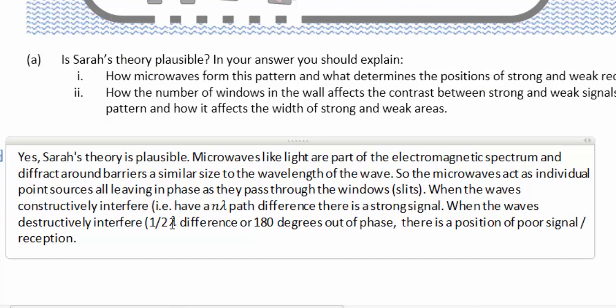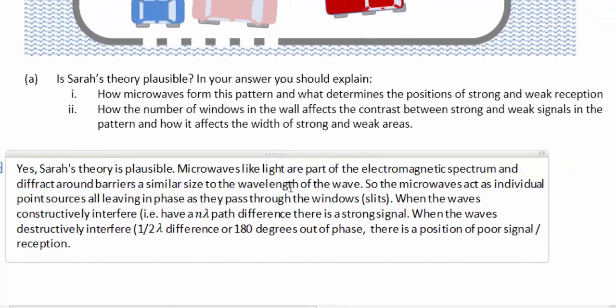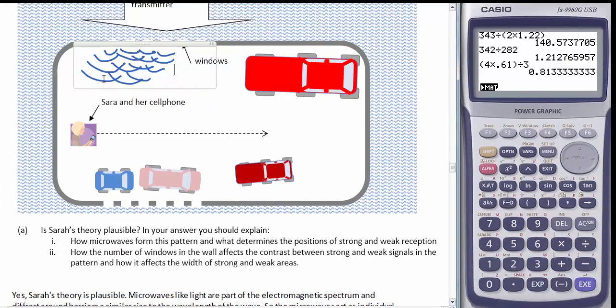Yes, Sarah's theory is plausible. Microwaves, like light, are part of the electromagnetic spectrum and diffract around barriers a similar size to the wavelength of the wave. So microwaves and the size of the windows are roughly in the same order, and so it is possible. So the microwaves act as individual point sources, all leaving in phase as they pass through the window slit.